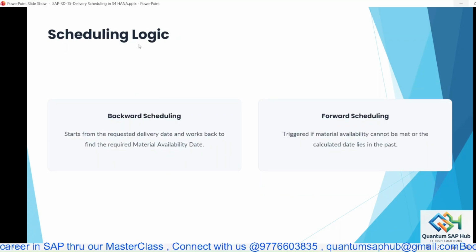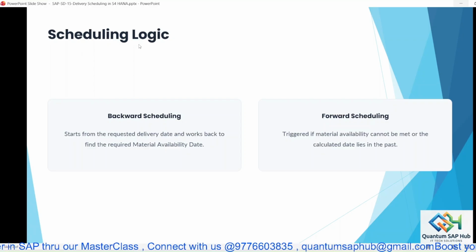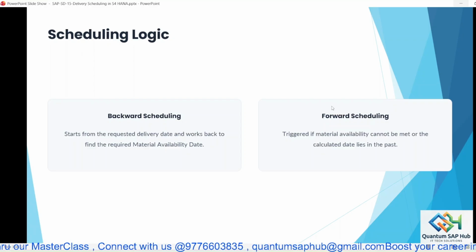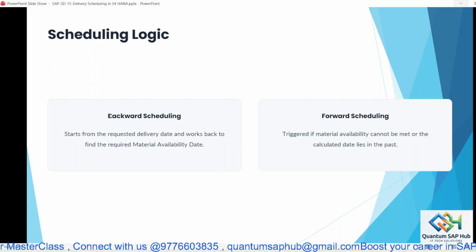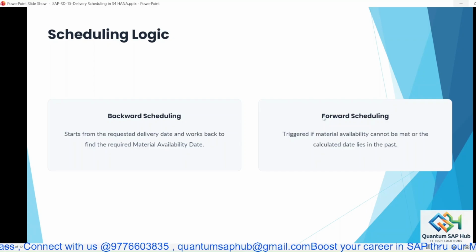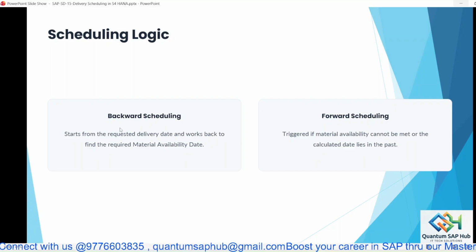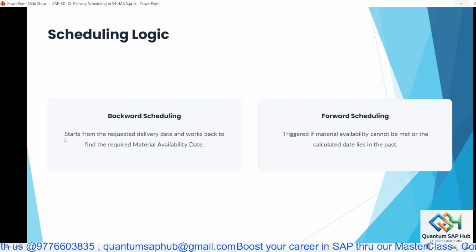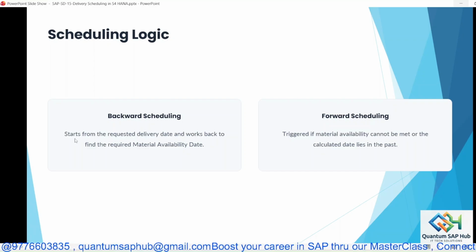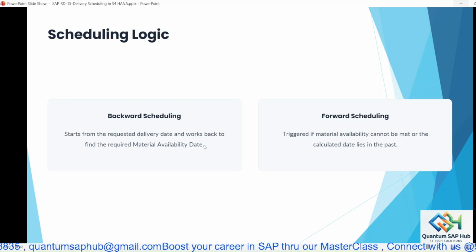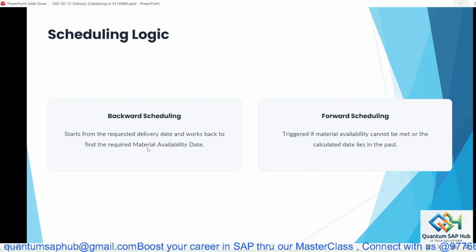So there are two types of scheduling logic, one is backward scheduling and the other is forward scheduling. If the backward scheduling process doesn't work out, then it will go for forward scheduling. So what is backward scheduling? It starts from the requested delivery date and works back to find the required material availability date.